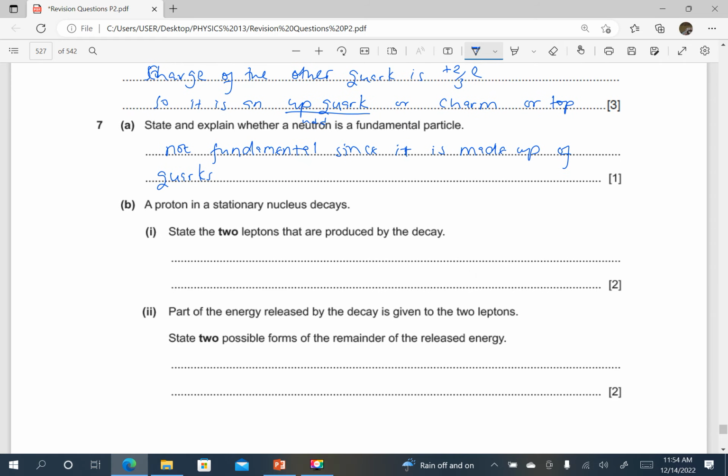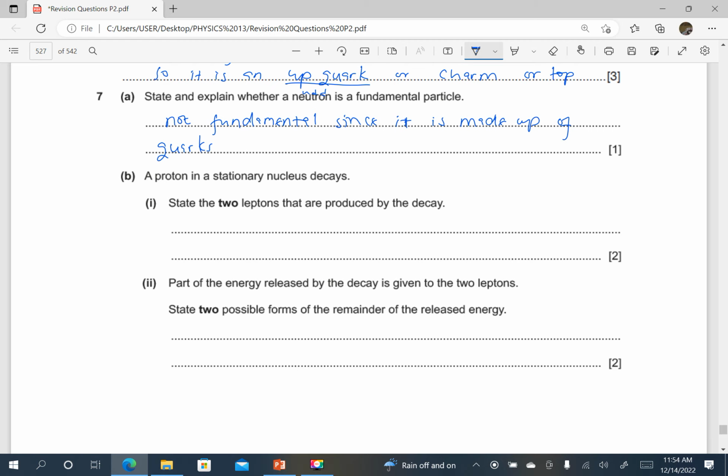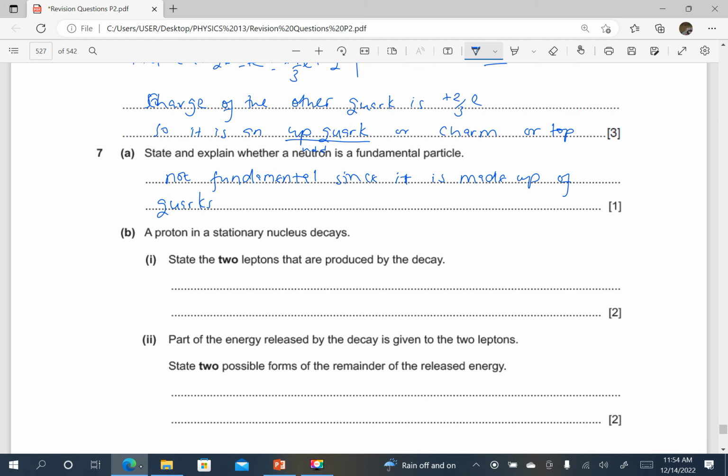A proton is in a stationary nucleus. In a stationary nucleus, it decays. State the 2 leptons that are produced by the decay. So when a proton decays, it is going to give us a neutron. A proton is 1, 1, a neutron is 1, 0, plus we balance the equation. This will be beta 0, so beta plus, I think, 0, positive 1. So it is going to give us a positron or beta plus, and beta plus is accompanied by an electron neutrino.